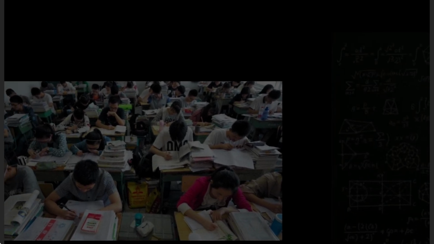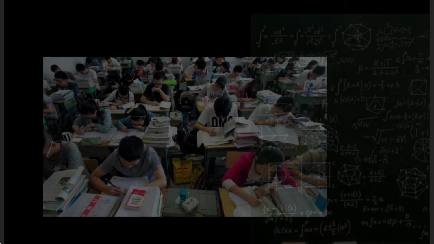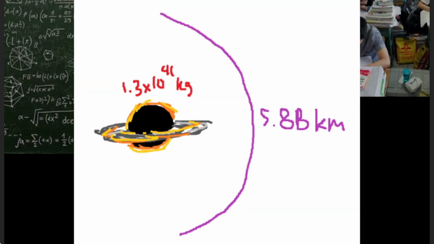So, d, or the Roche limit, equals r, the average radius of Halley's Comet, times the cube root of 2 times the mass of TON 618 divided by the mass of Halley's Comet. d equals 5,500 times the cube root of 2 times 1.3 times 10 to the 41st over 2.2 times 10 to the 14th, resulting in a Roche limit of 5.8 billion kilometers. Once Halley's Comet passes this line, TON 618's gravity will tear it apart.